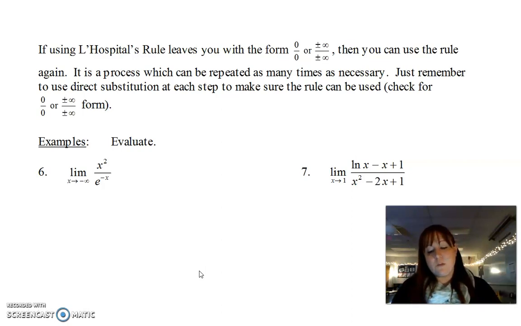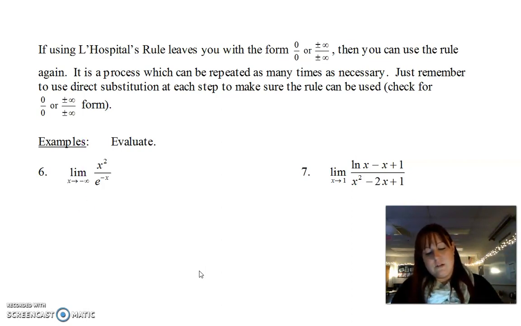So we have to check by direct substitution to make sure that we are still getting an indeterminate form. Because sometimes what will happen is you get indeterminate the first time, 0 over 0, then you take L'Hopital's rule and you get 0 over 1. That's not indeterminate, so we don't use L'Hopital's again, okay?